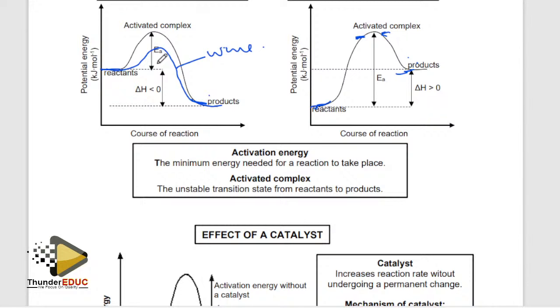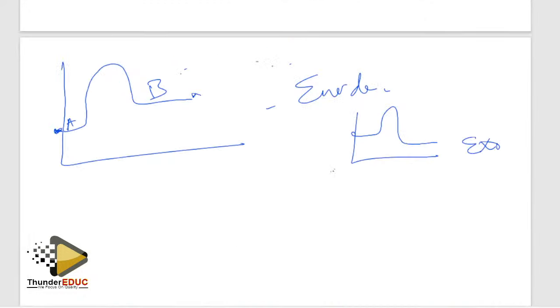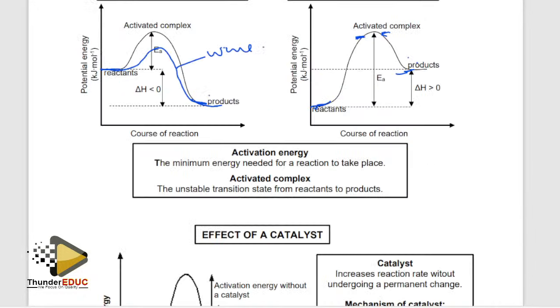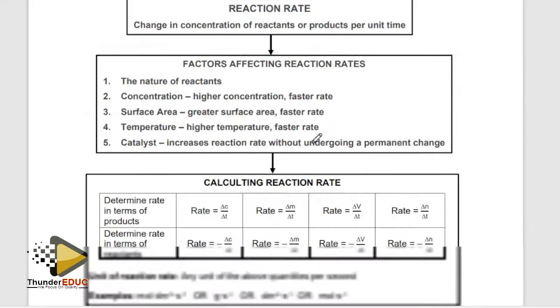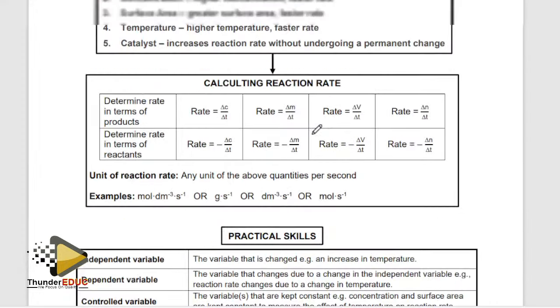Yes. So the function of the catalyst is to provide an alternative path which has a lower energy for the reaction to take place. So it basically speeds up the rate of what? The rate of reaction. So done with that.